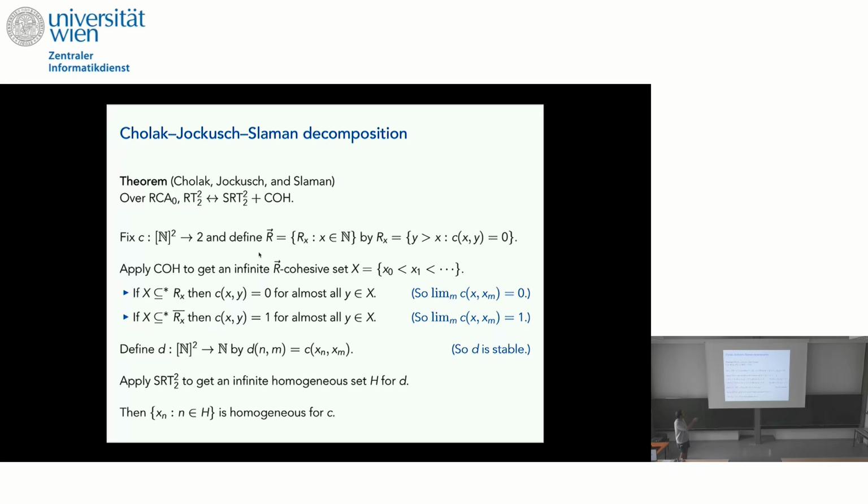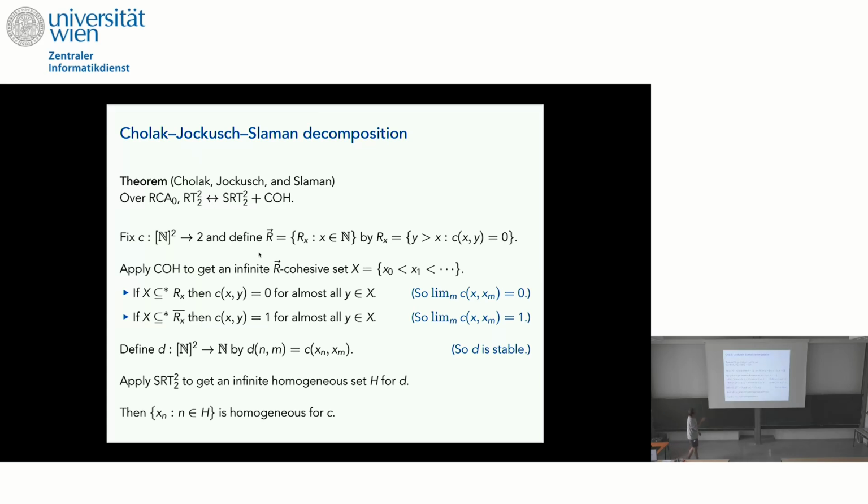So suppose you have this coloring of pairs. First of all, we can define a family of sets as an instance of COH by Rx being all those y's so that the color of x and y is 0. That might be an infinite set, might be a finite set, I don't know, but let's apply COH to it to get an infinite R-cohesive set, x0 less than x1, and so on. Then what do we know? If the set is almost contained in Rx, then C(x,y) is equal to 0 for almost all y and x, almost entirely inside that set of places where it's 0. If it's almost contained in Rx complement, then C(x,y) is equal to 1 for almost all y and x.